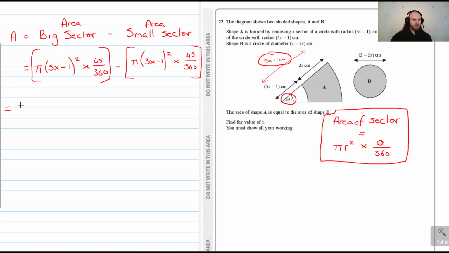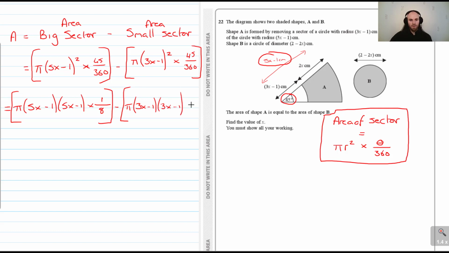So let's expand this out. We're going to have pi, 5x minus 1, 5x minus 1, multiplied by 45 over 360, which reduces down to 1/8. This is going to be a very time-consuming question. It's going to take a little while. Again, we're going to expand this: 3x minus 1, 3x minus 1, multiplied by 1 over 8. We're running out of a little bit of room, but I'm going to try and fit it all in. And what do we have?